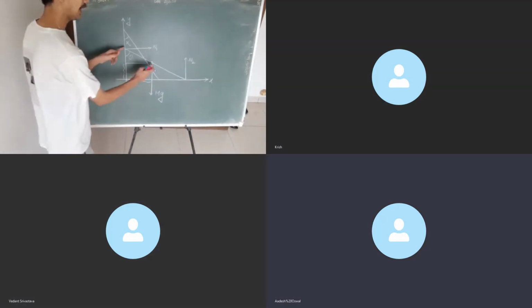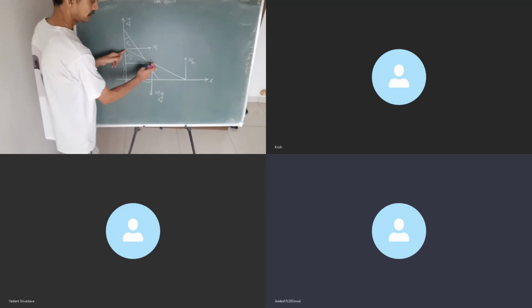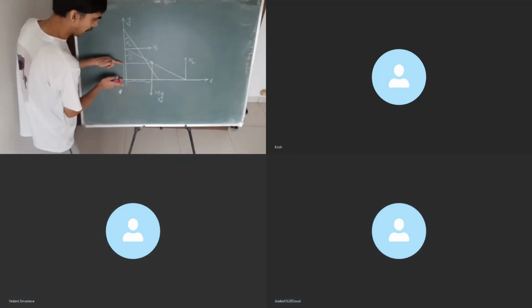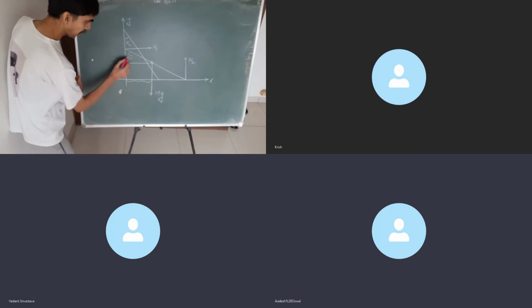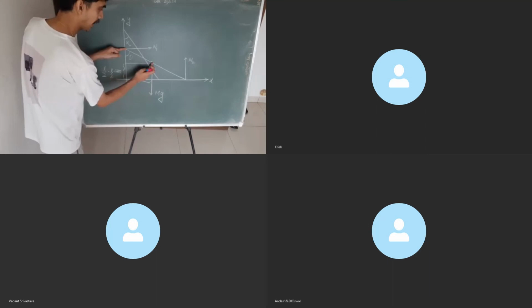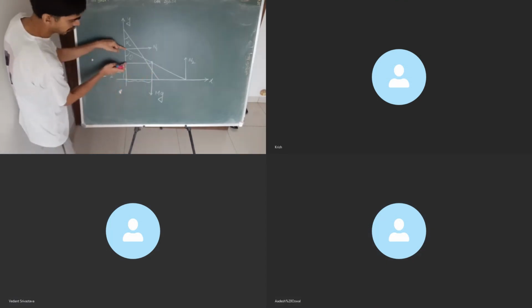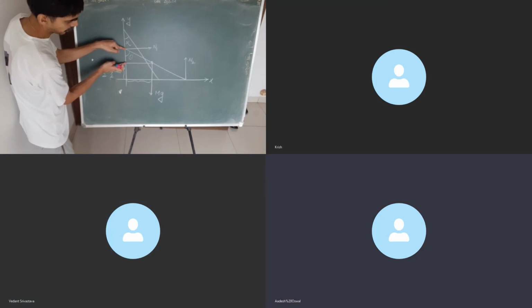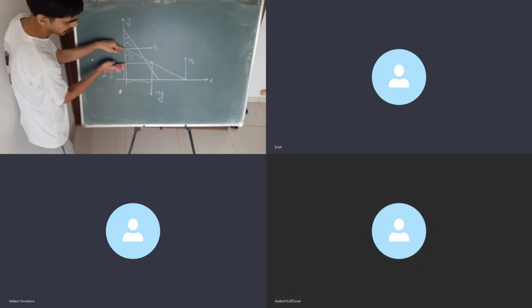So this length, the y coordinate, is L cos theta. So this will be L minus L cos theta. Sorry, L by 2 minus L by 2 cos theta. Check it here. This is L by 2, correct? So how much will this one be? This one will be L by 2 cos theta, correct?